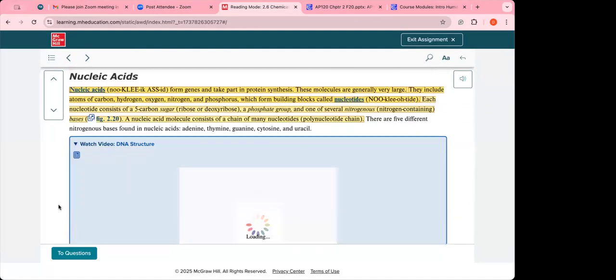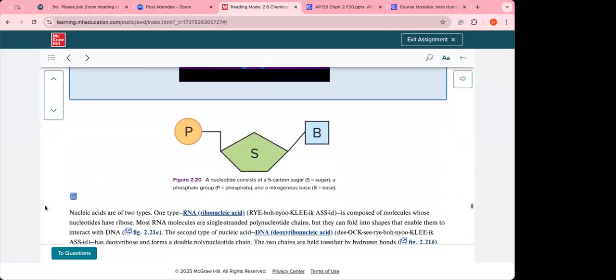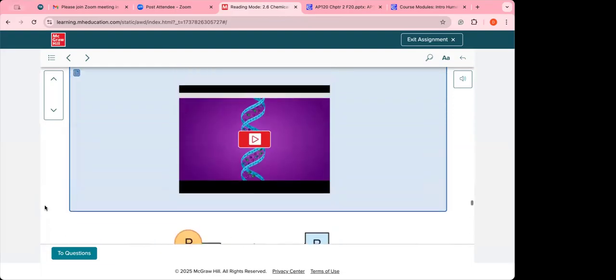Nucleic acids form genes in protein synthesis. Okay, we just answered this question about the structure. And then it says nucleic acids form two types. One type is composed of molecules whose nucleotides have ribose. The second type has deoxyribose. These chains are held together by hydrogen bonds. Okay, scroll up. I think we missed something just before we hit the video.